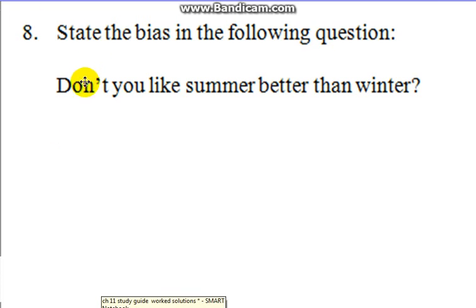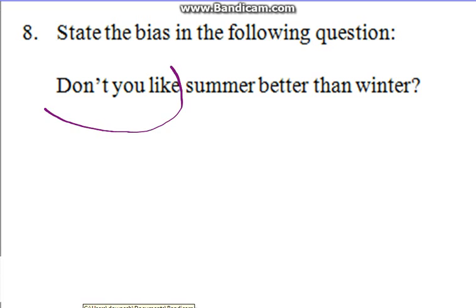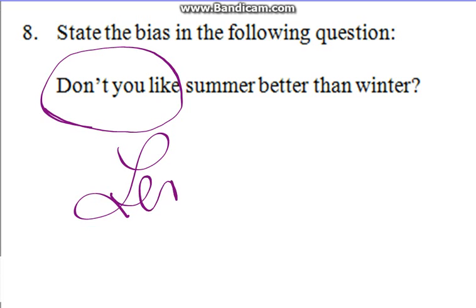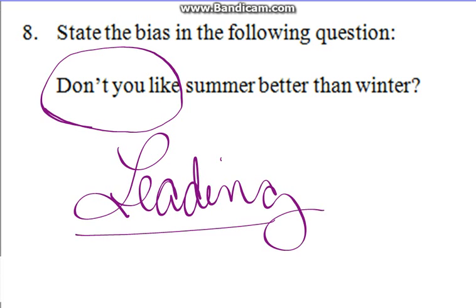Our next question, number 8, says state the bias in the following question. Don't you like summer better than winter? Well, when you're forcing somebody to say yes or no, you are leading. This is a leading question. So this is a leading bias. You are leading your question by saying, don't you like?